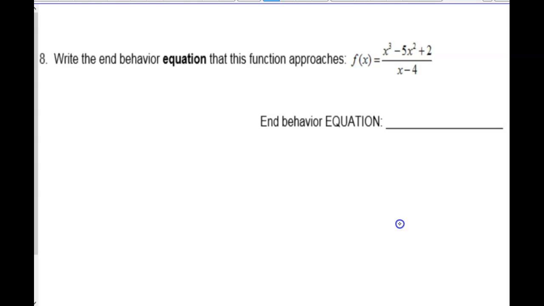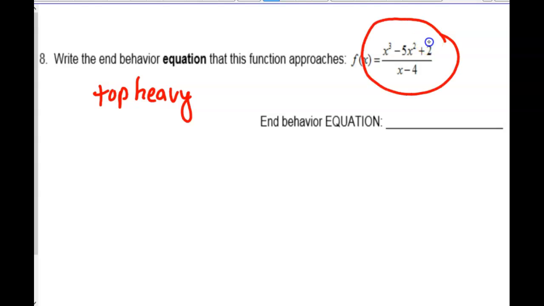Write the end behavior function. Is this equal weight, top heavy, or bottom heavy? It is top heavy. And what is the rule for top heavy? No horizontal asymptote. Is that what you're going to write? No. What do you have to do? You have to divide.